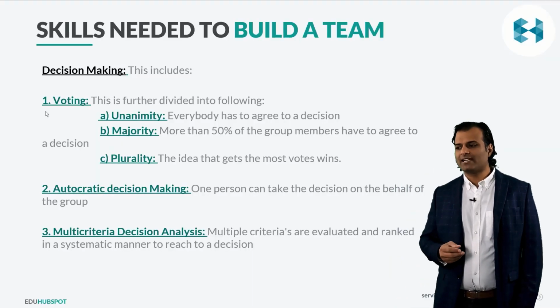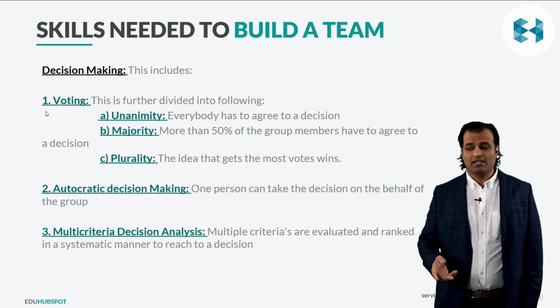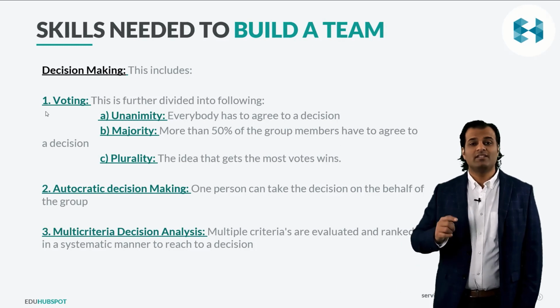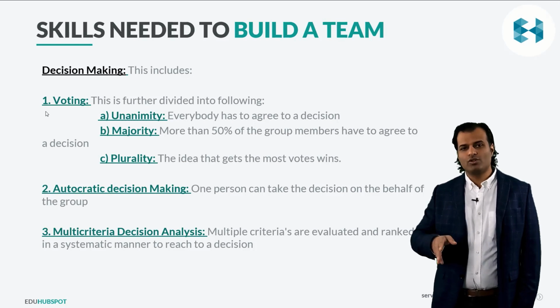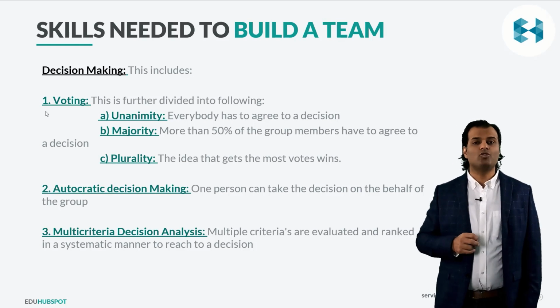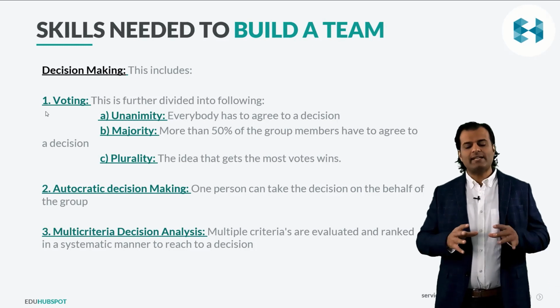And voting is like, you do unanimity, where everyone in the room has to agree to this decision. Then we have majority, where more than 50% of the people have to agree. Then we have plurality, which is the idea that gets the most votes wins. Okay, so this is a confusing one.